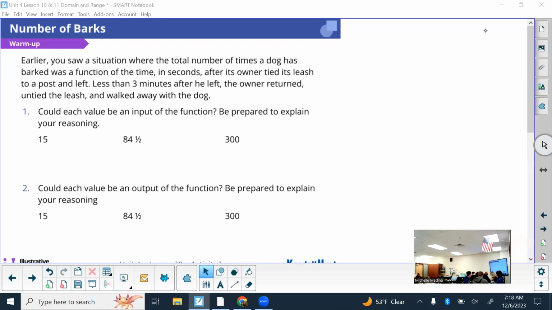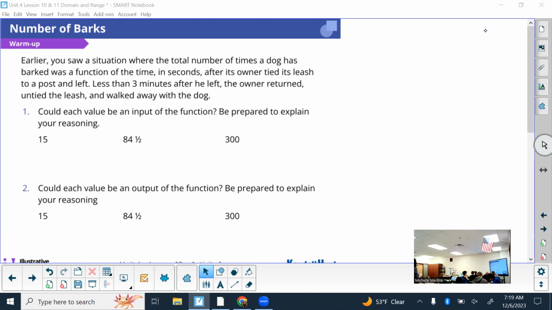Okay, so second to last lesson of the semester, we're on what's called domain and range. You will hear that over and over again, every unit moving forward and every math class moving forward. All right, so for the warm up, we have number of barks.